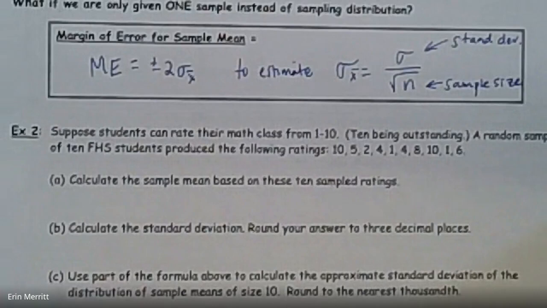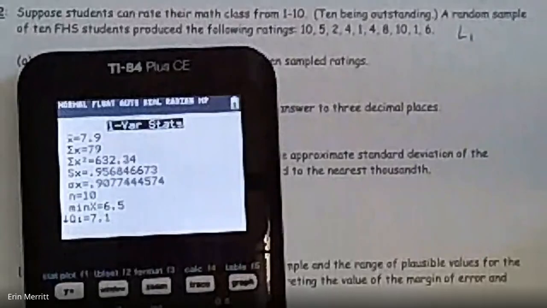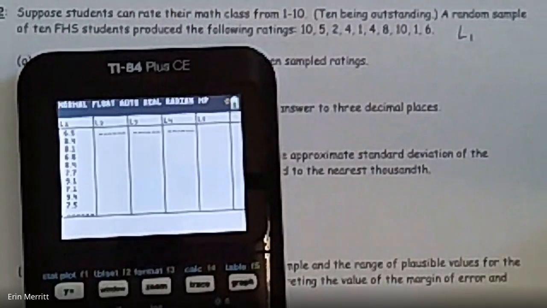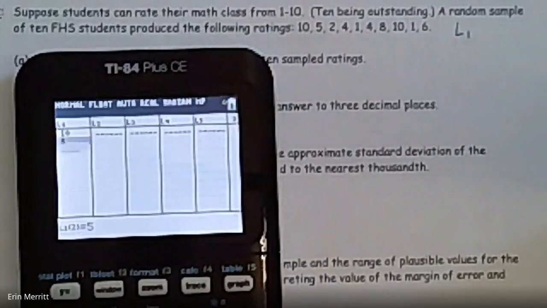All right, a random sample of 10 FHS students produces the following. Calculate the sample mean and the standard deviation. Okay, so we're going to go back to the calculator and put this into list 1, or you could put it into list 2. I'm going to slide up so that you can see. Give me a moment to clear out my list. So we've got 10, 5, 2, 4, 1, 4, 8, 10, 1, and 6.